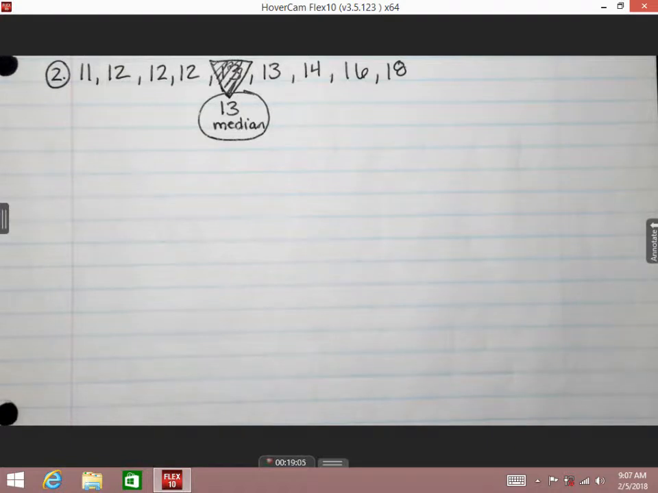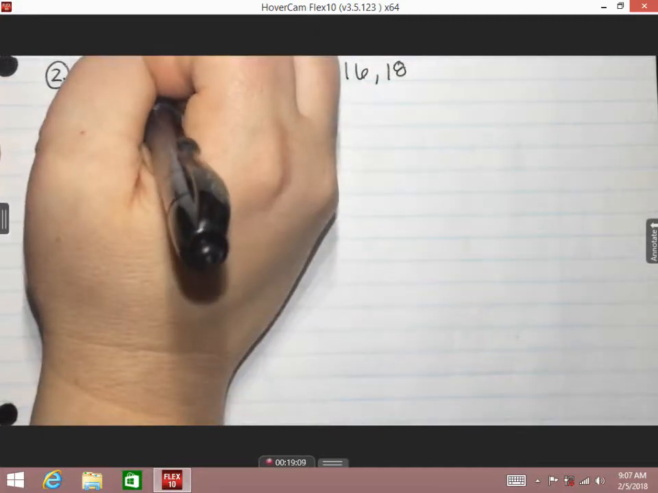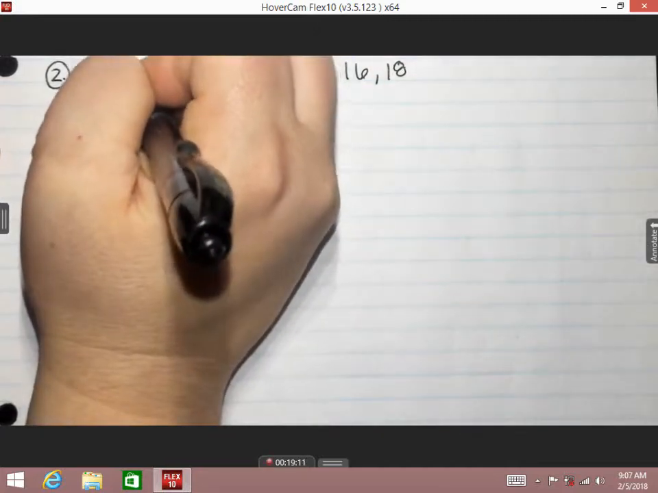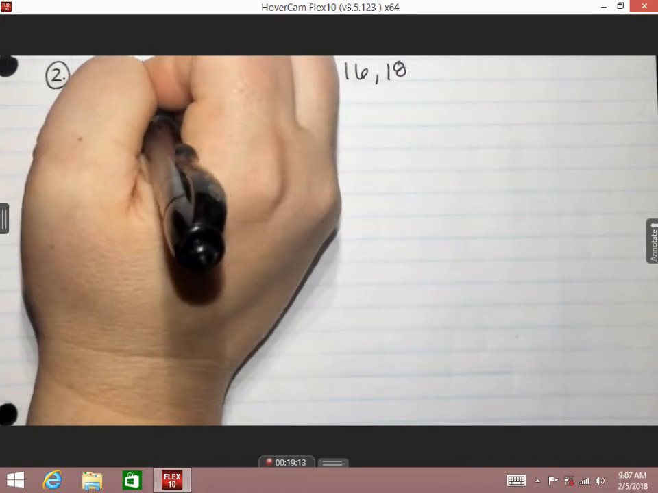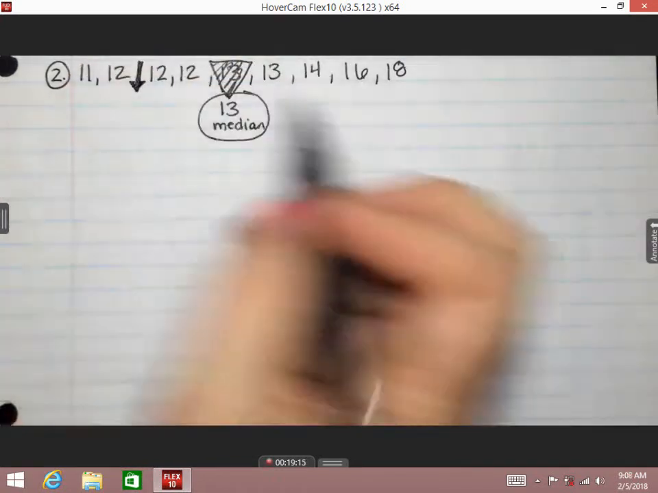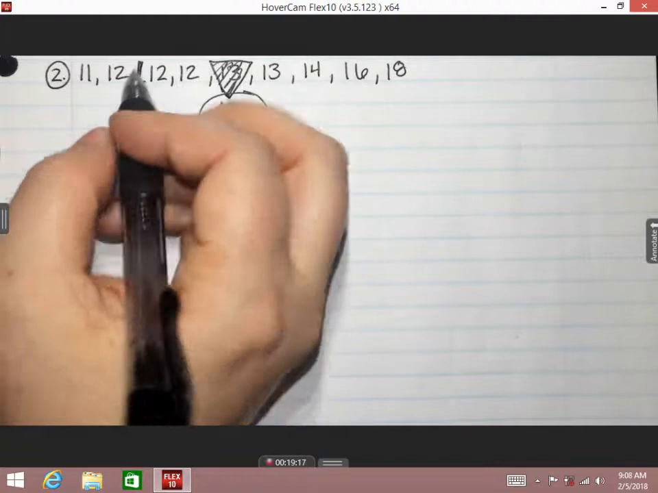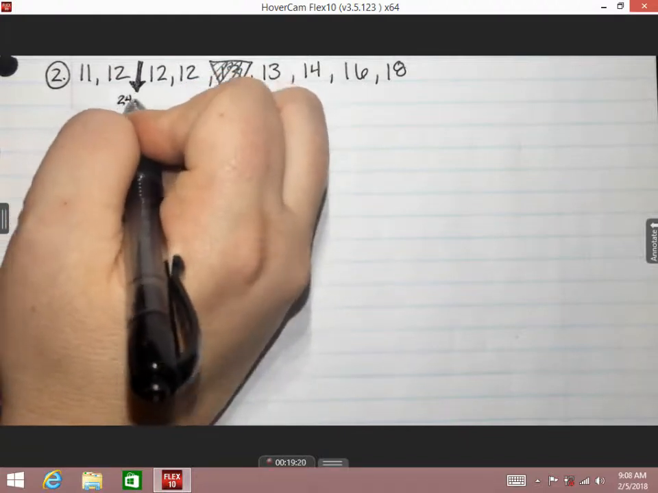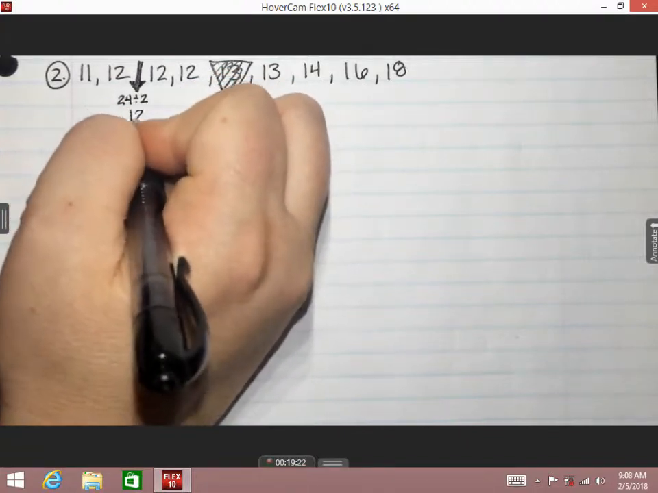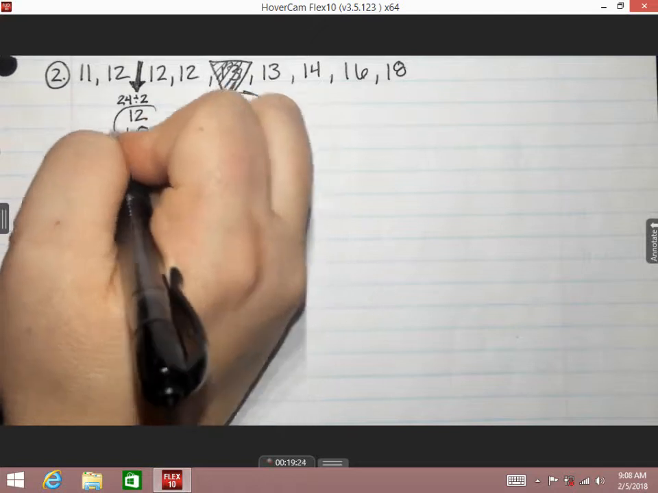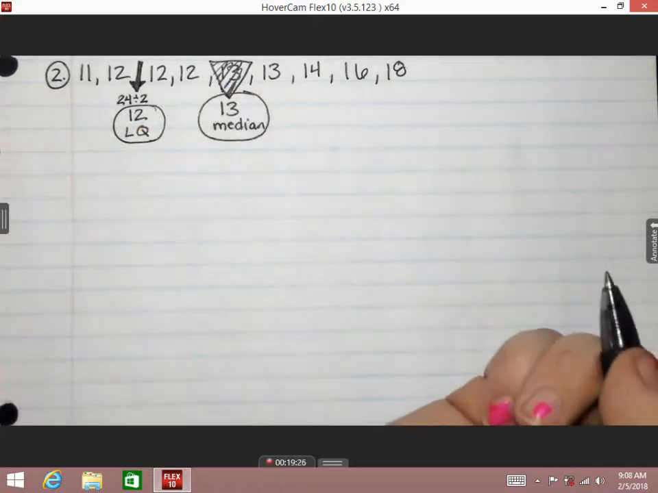The LQ. Okay, so where's that going to be? In between those 12s. All right. So obviously, what's going to be the only number in between 12 and 12? 12, or we can double check by adding them, which 12 plus 12 is 24, divided by 2 is 12. So there's my LQ.